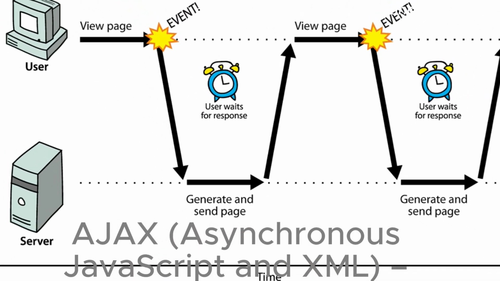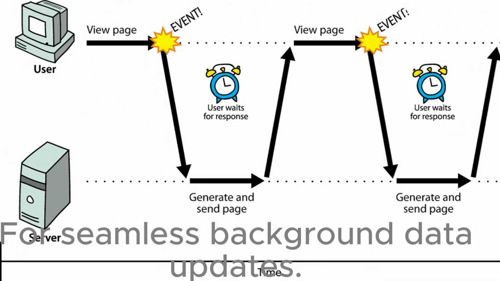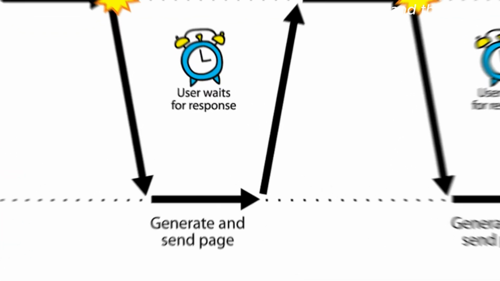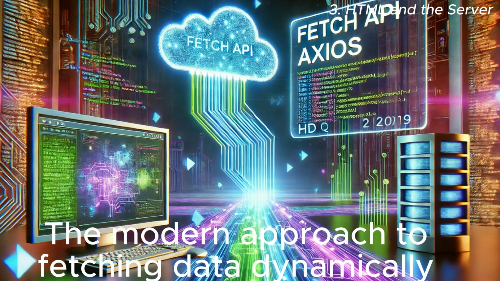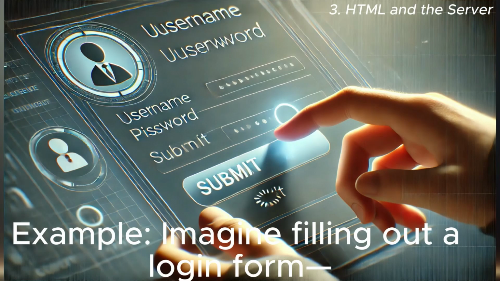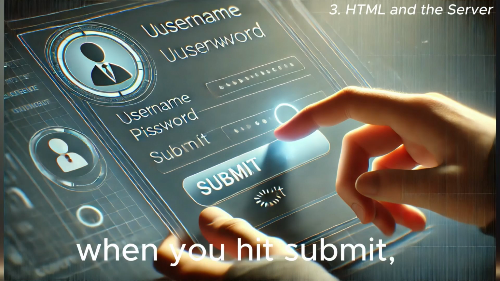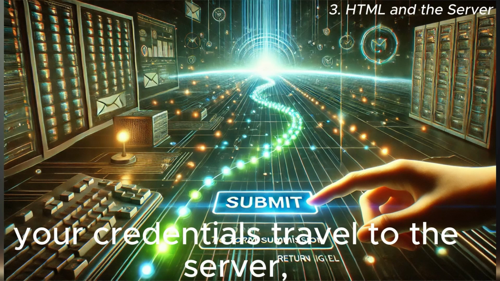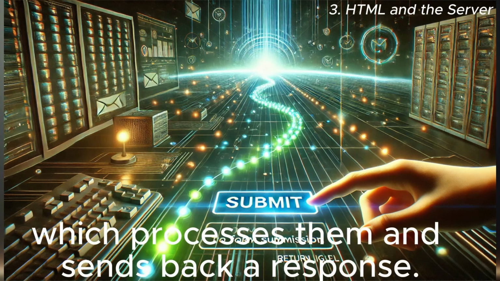AJAX, Asynchronous JavaScript and XML, for seamless background data updates. Fetch API or Axios, the modern approach to fetching data dynamically from servers. Example, imagine filling out a login form. When you hit submit, your credentials travel to the server, which processes them and sends back a response.